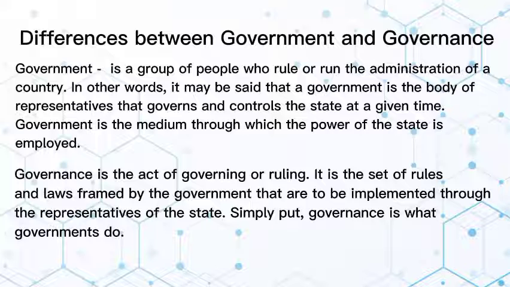Government is a medium through which the power of the state is employed. Governance is the act of governing or ruling. It is a set of rules and laws framed by the government that are to be implemented through the representatives of the states. Simply put, governance is what governments do.